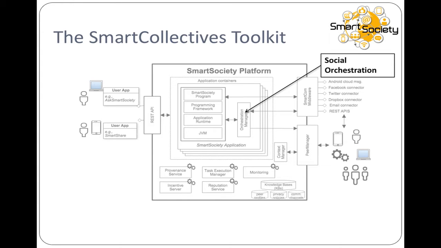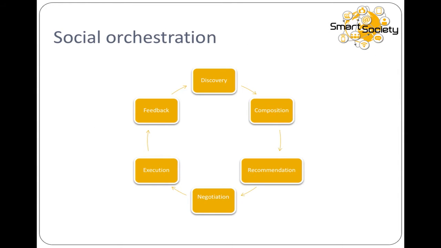In this video, we will describe the Orchestration Manager that is responsible for social orchestration in the system and can be linked with several of the other components. What is social orchestration? Social orchestration is the process of organizing the activities of various peers when they collaborate on a smart collectives application. It involves several stages, starting with the discovery of different peers and, importantly, the composition of possible tasks that will satisfy the task requests of these peers.